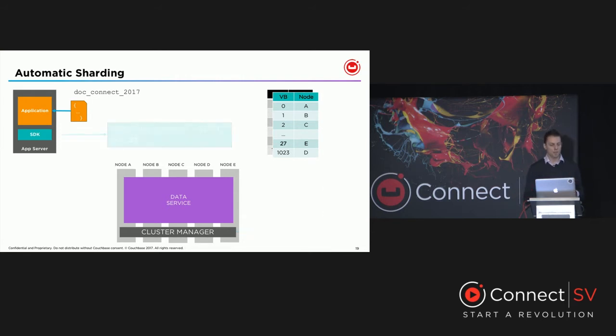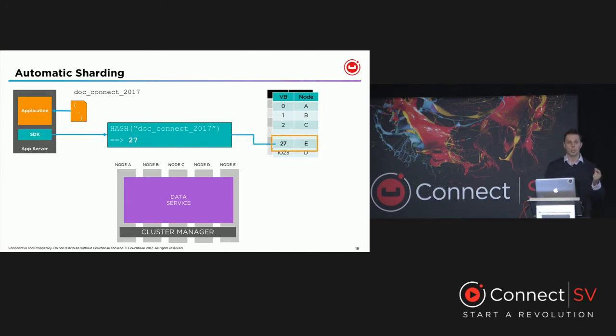It runs the same hash on that document key. It's a predictable hash, so it will always go to the same vBucket. So again, it hashes to 27. But this time, when it looks up shard 27 in the vBucket map, it will see that shard 27 maps to node E. And so it knows that there's a new server to access that data from.